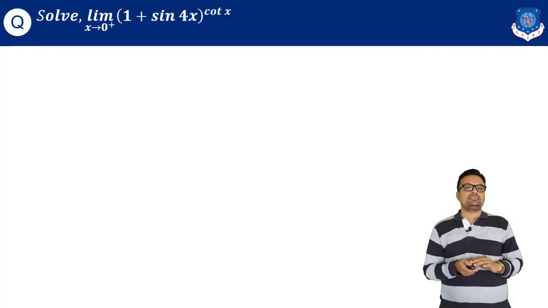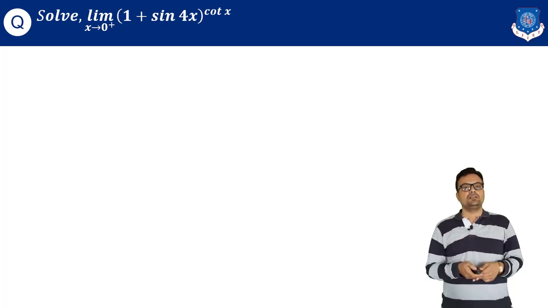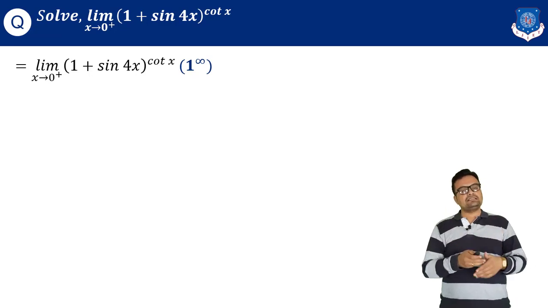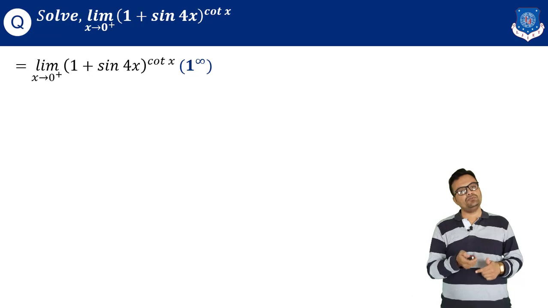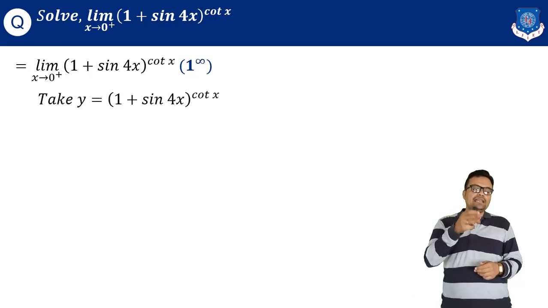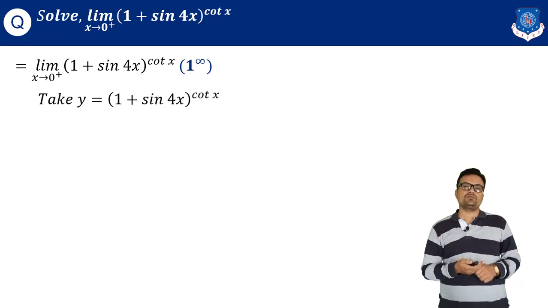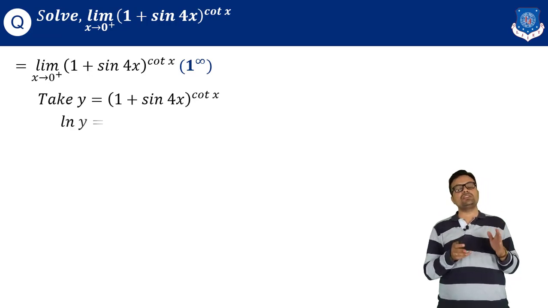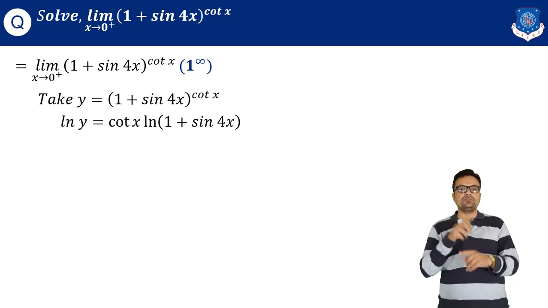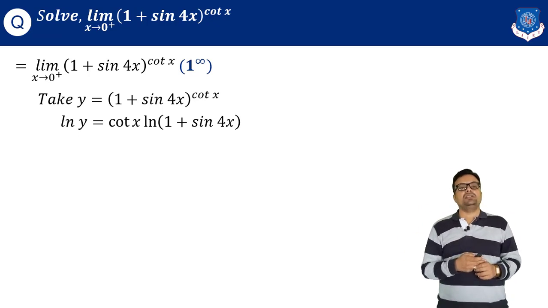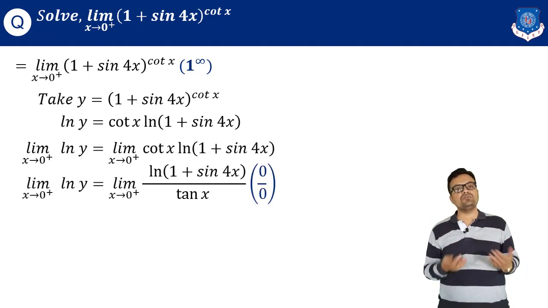I am taking the first case: limit x tending to 0 plus of 1 plus sine 4x raised to cot x. This is nothing but 1 raised to infinity form. Now taking y equal to 1 plus sine 4x raised to cot x, I need to take log on both sides. Once I have the log on both sides, it transforms the cot x in the power into a multiplication. So now this is nothing but 0 by 0 form.